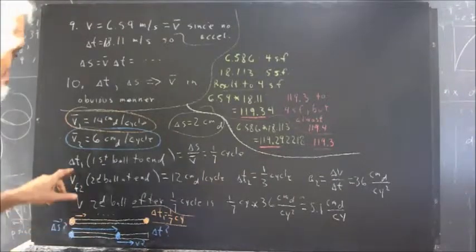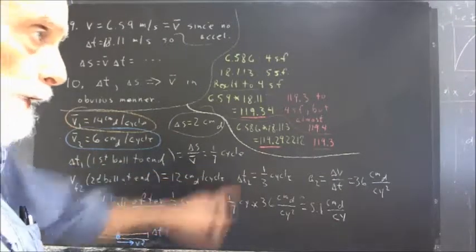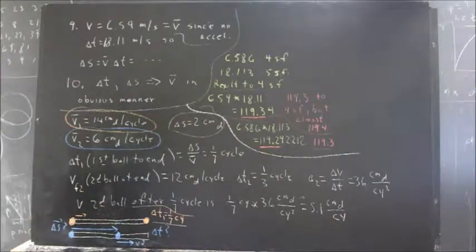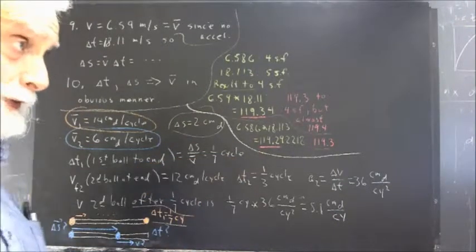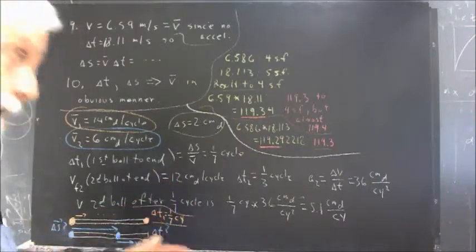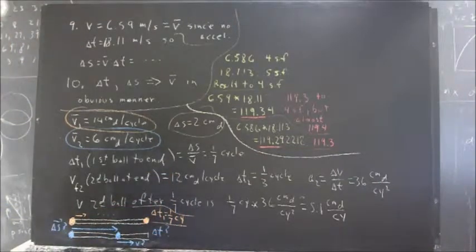Okay, so what we have is the time it takes the first ball to get to the end. That's going to be important because we want to figure out where this ball is at that time. So we're going to have to figure out how long this ball spends rolling. And it's going to turn out to be 1/7 of a cycle. Now you might ask how we're going to time that with a pendulum, and that's a good question, but let's assume that we can do that.